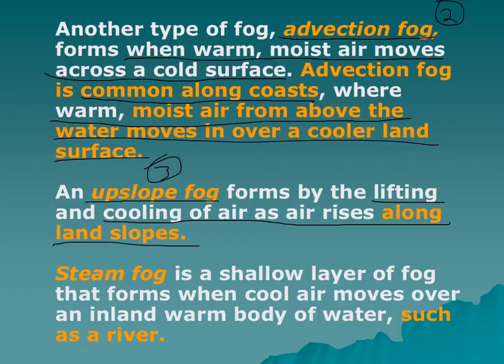And finally, we have steam fog, which is a little layer of fog that forms as cool air moves over a warm body of water, like a river. And that's the fourth type of fog.